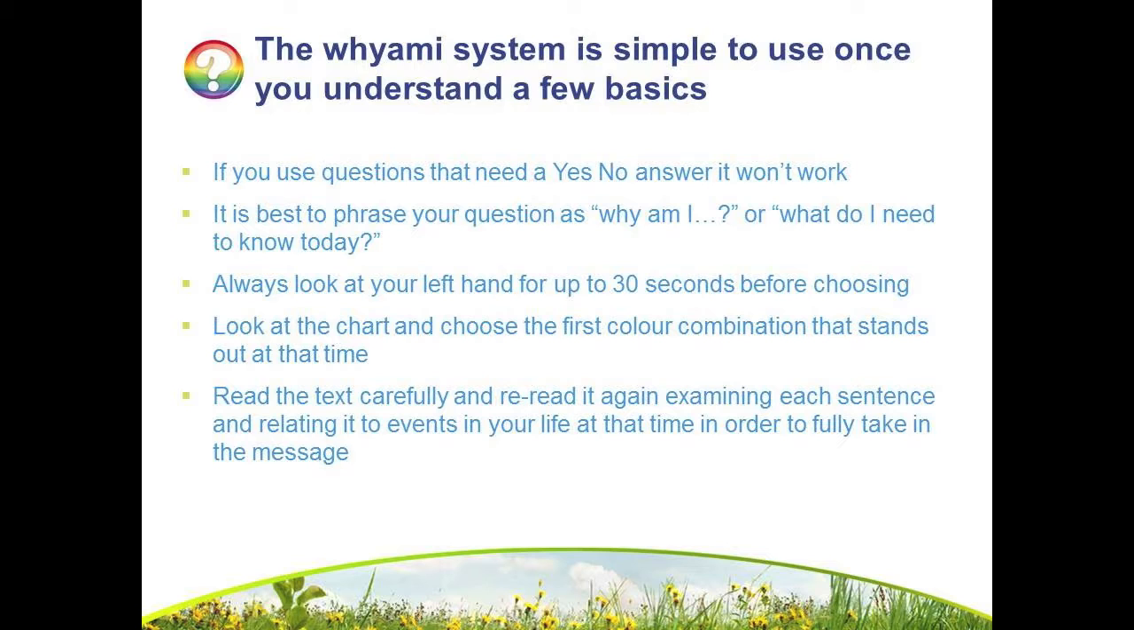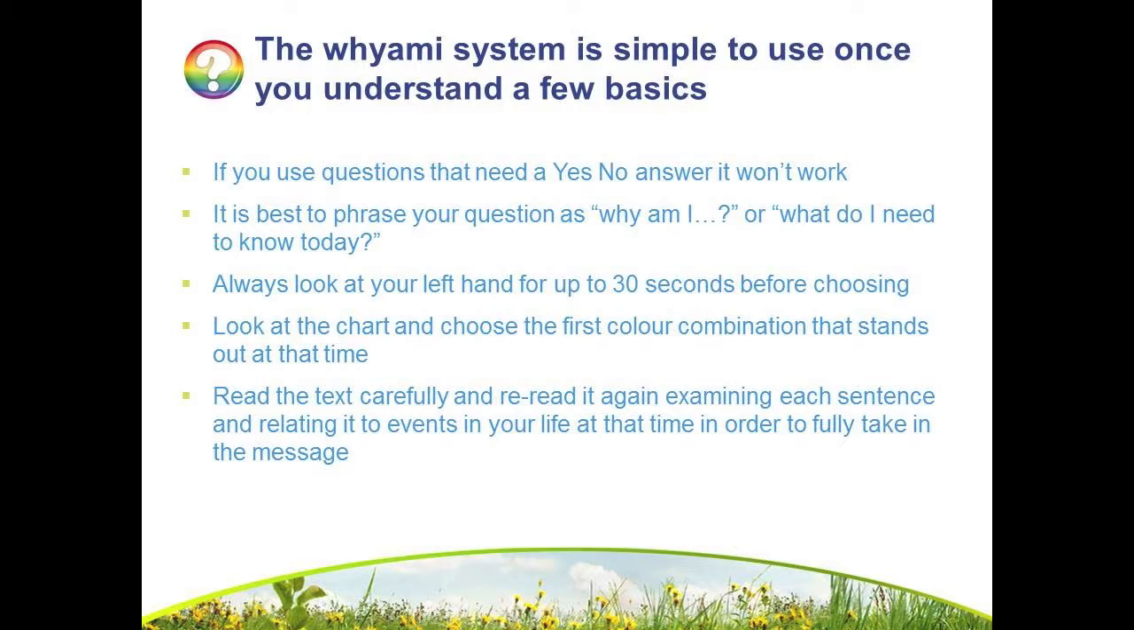What we want you to do is to go into your right brain, into your subconscious mind, and choose from there. So when you've looked at your hand for 30 seconds, holding that question in your mind as you do it, you look at the chart and you choose the first colour combination that stands out at that time. And then you read what it says carefully. And then you reread it again, examining each sentence and relating it to the events in your life at that time in order to fully take in the message that you are being given.